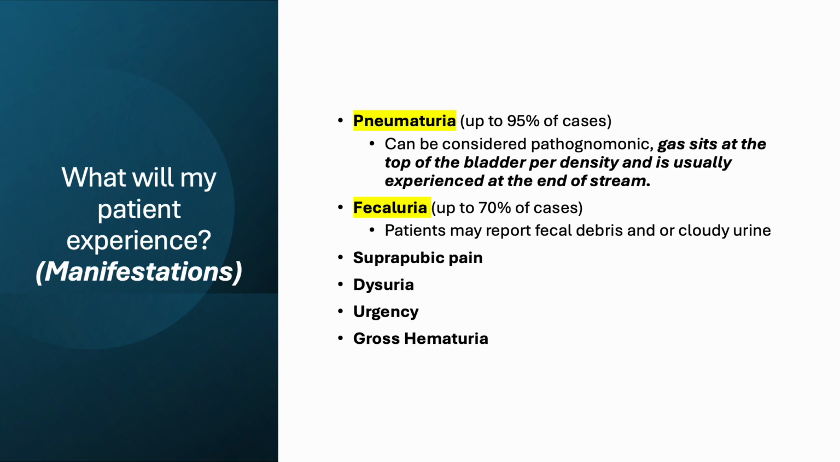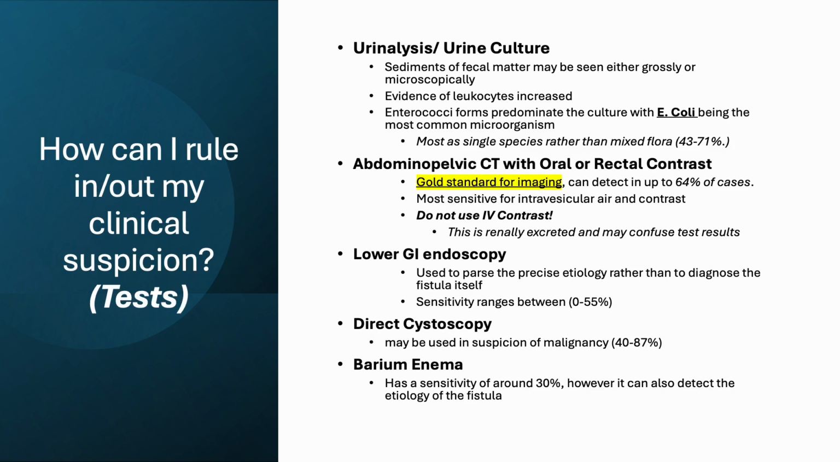Those next 3 symptoms that I have listed here are more of a UTI picture, and you'll see hematuria as well. About 1% of the cases will have it, and it's mostly associated with malignancy. So if you see gross hematuria, think malignancy, whether that's a primary colonic malignancy invading into the bladder or a primary bladder malignancy. So how do we rule in or rule out?